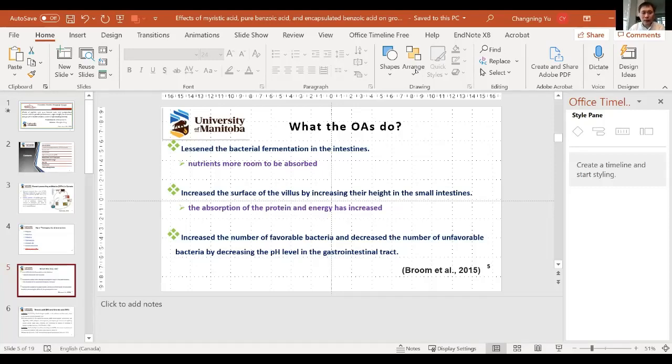The second part, the organic acid can increase the surface of the villus by increasing the height in the small intestine. So the absorption of protein and energy has increased. The third point, the organic acid can increase the number of beneficial bacteria and decrease the number of unbeneficial bacteria by decreasing the pH level in the gastrointestinal tract.